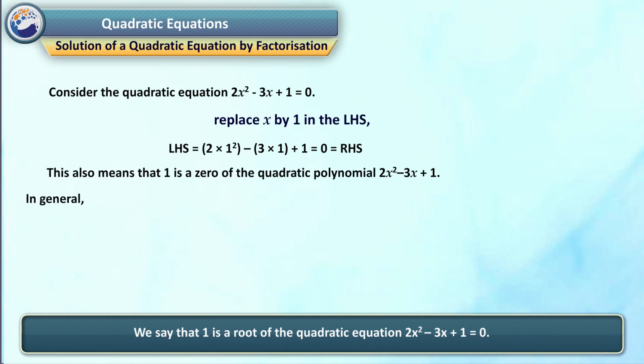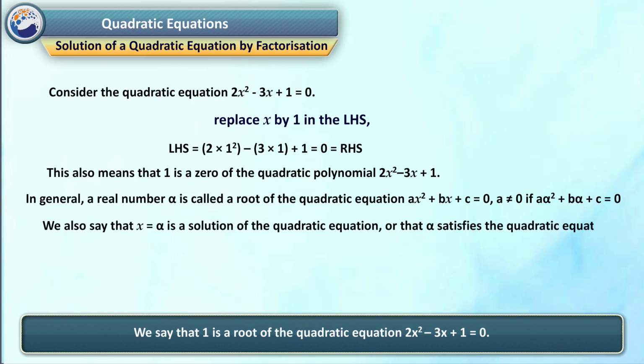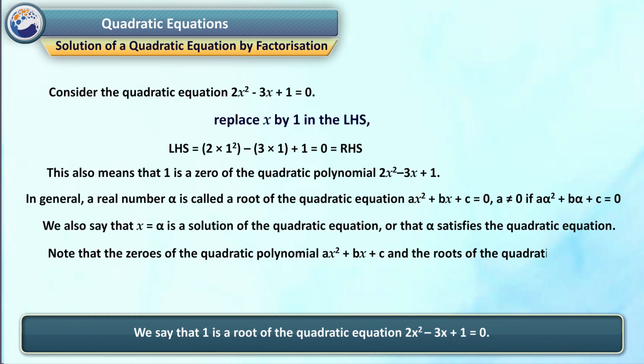In general, a real number alpha is called a root of the quadratic equation ax² + bx + c = 0, a not equal to 0, if aα² + bα + c = 0. We also say that x = α is a solution of the quadratic equation, or that alpha satisfies the quadratic equation. Note that the zeros of the quadratic polynomial ax² + bx + c and the roots of the quadratic equation ax² + bx + c = 0 are the same.